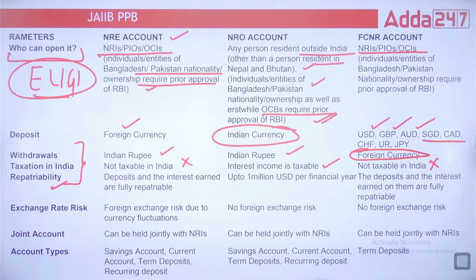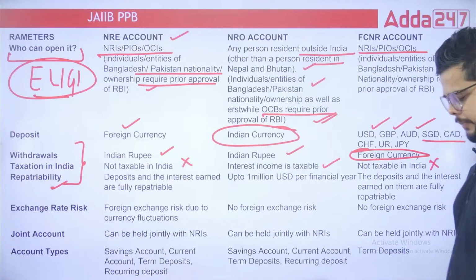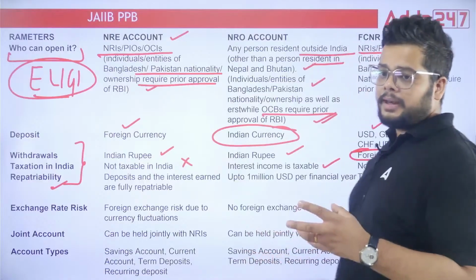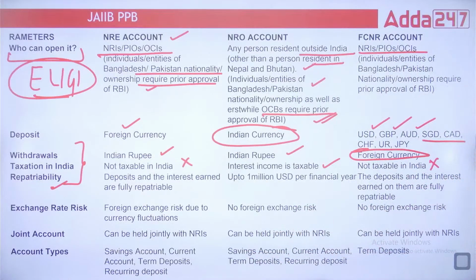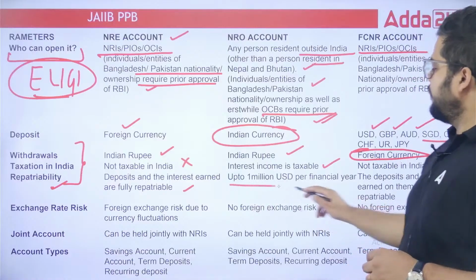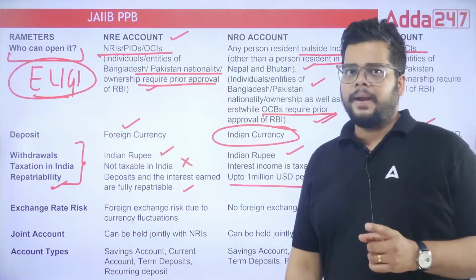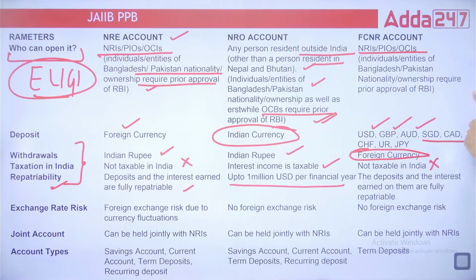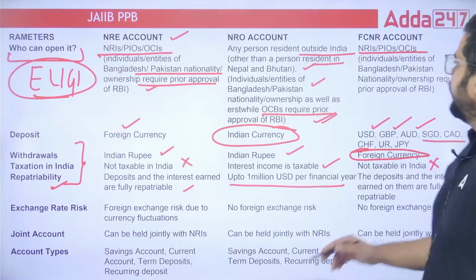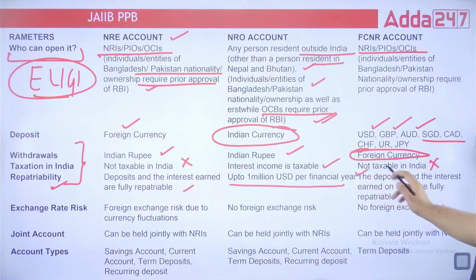Repatriability. So whether you can repatriate a particular sum of the money or not from the NRE account. So deposits and interest earned are fully repatriable. When we talk about NRO account, up to 1 million USD per financial year. So there is a cap for the repatriability of the accounts when we talk about the NRO account. What is that limit? 1 million US dollar. For your FCNR account, the deposits and the interest earned on them are fully repatriable. So you can use directly.